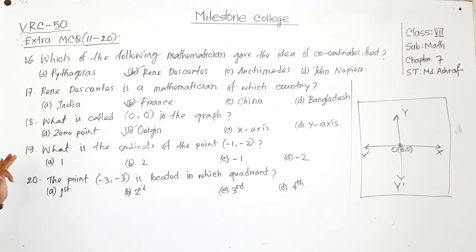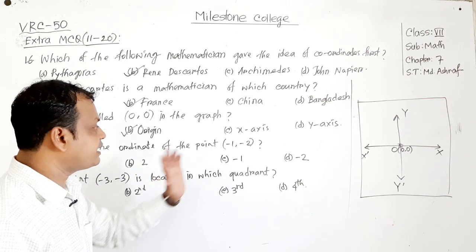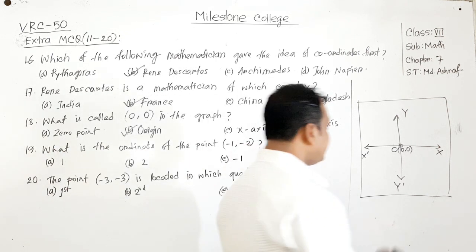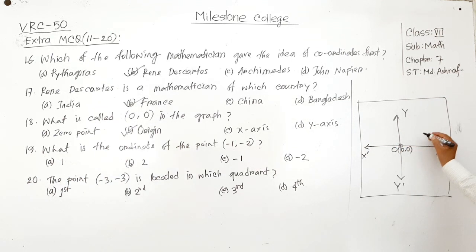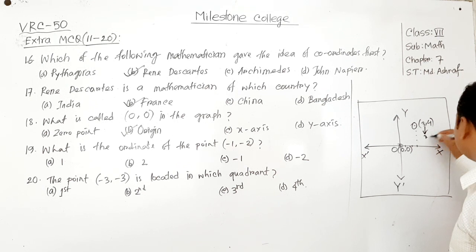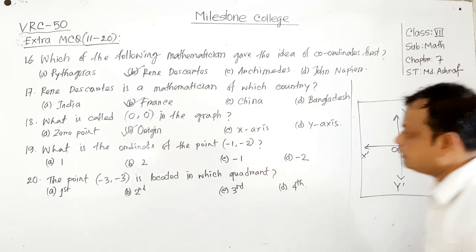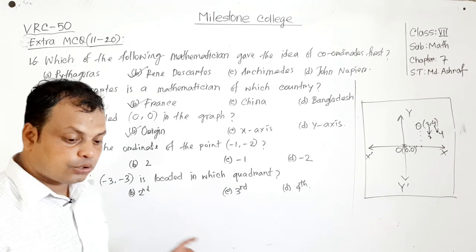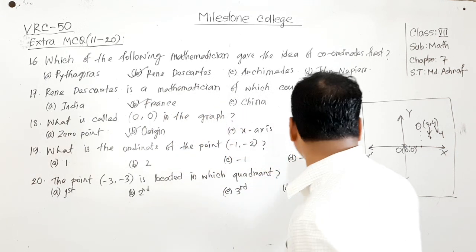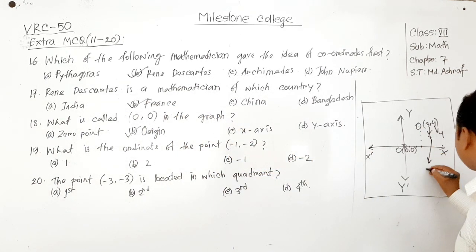Now come to the next one, question 19. What is the ordinate of the point (-1, -2)? Ordinate. We know that for a point, suppose the point (3, 4), counting 1, 2, 3 along x and 1, 2, 3, 4 along y. Here 3 is the value of x, and 4 is the value of y. The value of y will be called the ordinate, and the value of x will be called the abscissa.